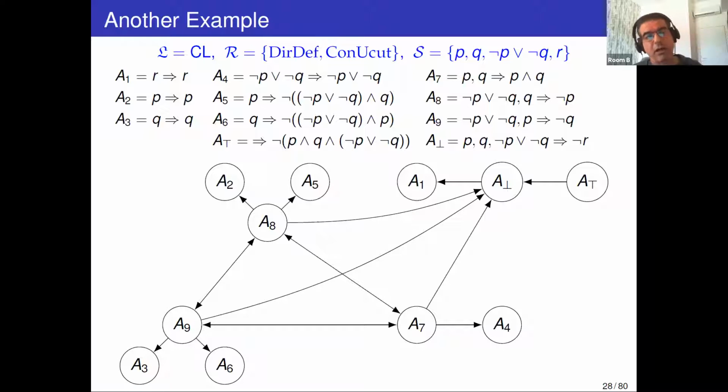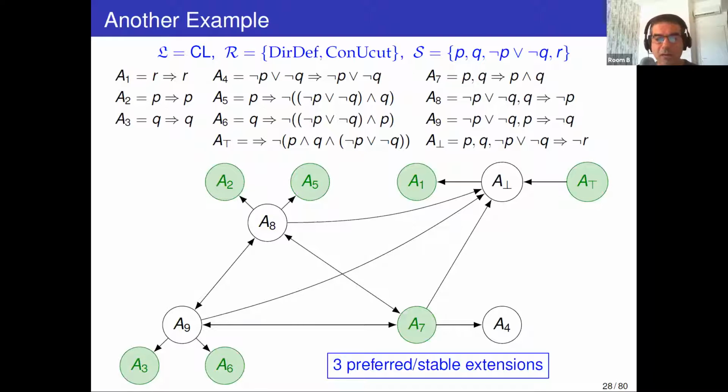Here is a little bit more complicated example. We use now direct defeat and consistency undercut together with a bit bigger set of assumptions. So you see that the argumentation framework naturally is a bit more complicated. Here we picked some arguments, and you see that, for instance, we have three preferred and stable extensions, this one, and that one. I will come back to this example later on.